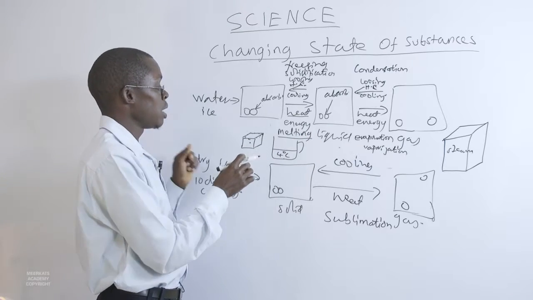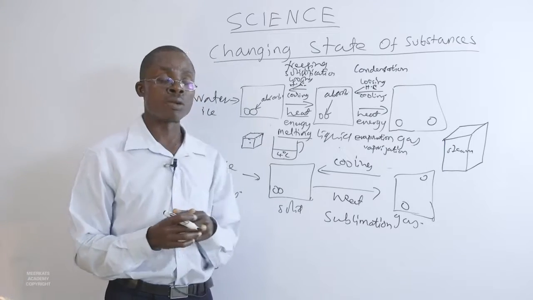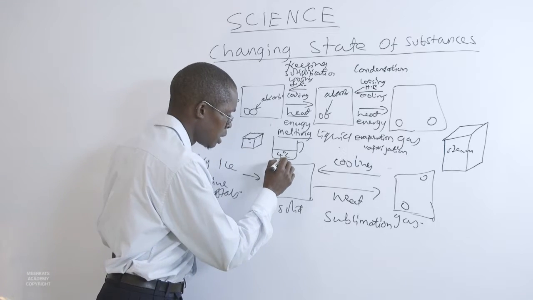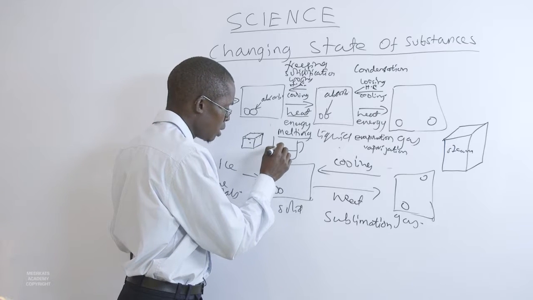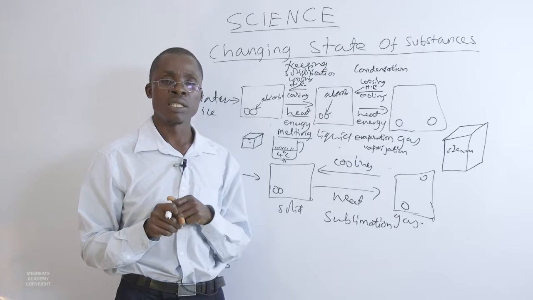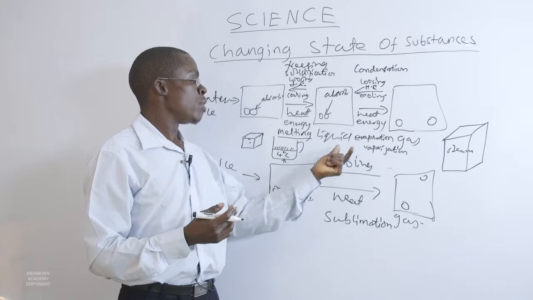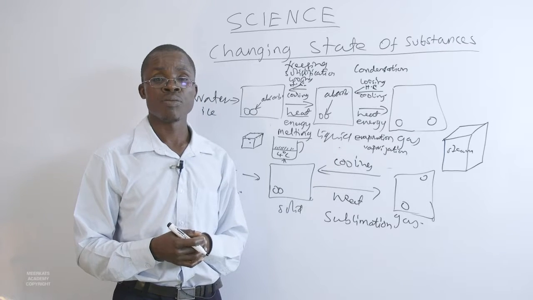So we don't expect the inner part of the cube to melt first before the outer part. The same applies to this water. If you heat this water, then we expect the ones on top to start evaporating early before the inner ones. And that's why before water starts boiling, you will start seeing steam.